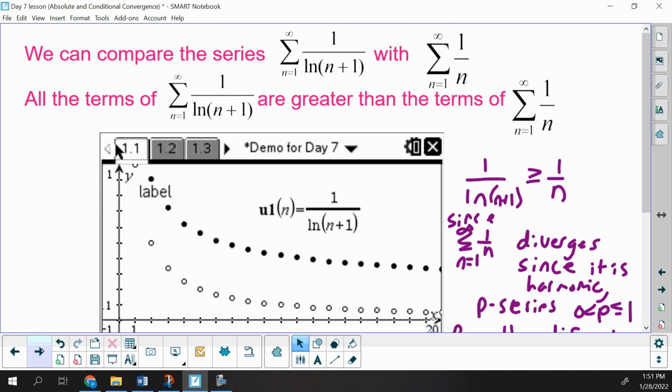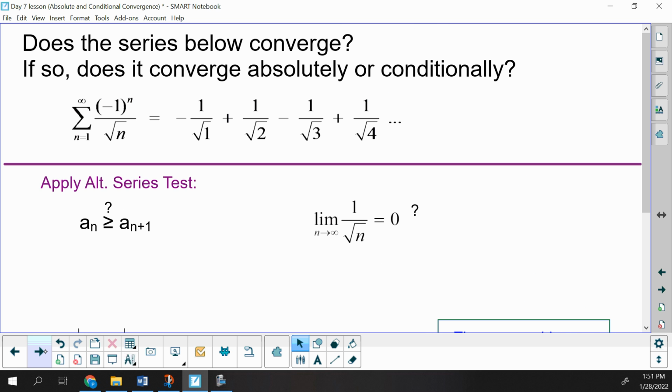So one last page in the notes we'll look at. We've got another series here. We've got the alternating series, negative 1 to the n over radical n. So since the numerator is staying as 1 and the denominator is getting bigger, each successive term is smaller than the one before. And our denominator is blowing up, top is staying as 1, so the terms will go to 0. So we'll say that this converges by the alternating series test.